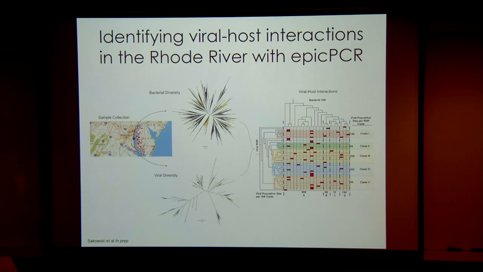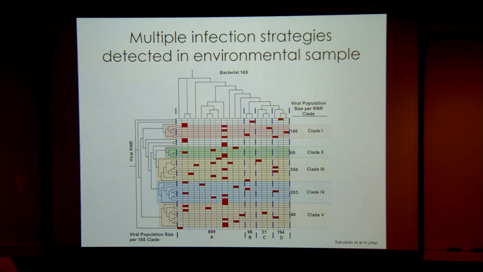But we've applied this to an actual environmental sample from the Chesapeake Bay, which is just outside of Annapolis. And from that, we get some indication of what the data will be like. Here I'm showing you the bacterial 16S genes associated with the samples that we amplified, and the viral genes along the horizontal axis.